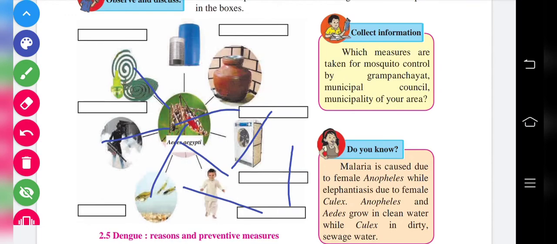Collect the information: which measures are taken for mosquito control by the gram panchayat, municipality or council of your area? You can collect the information on which instruments or mosquito control methods are used there, with the help of any elder person.